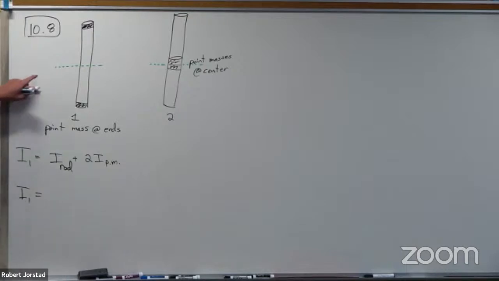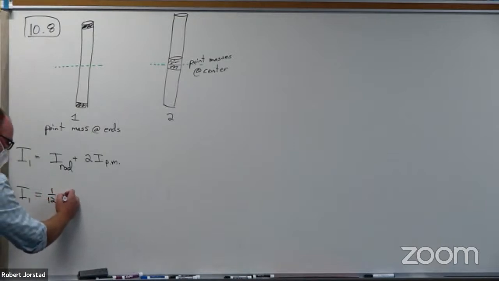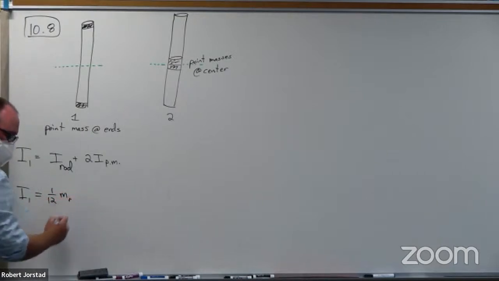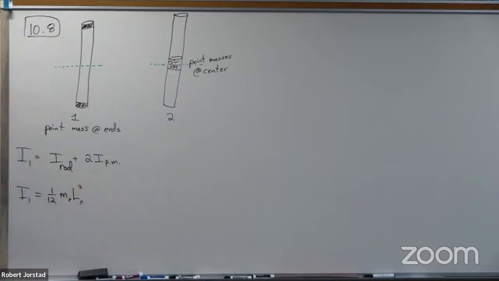Do you think it's 1/3 ml or 1/12? Look at the pictures and which one does it look most like? 1/12. It's at the center. Take a look carefully at those pictures again. The 1/3, the axis is at the end. The 1/12 is at the center. So we're going to say this is 1/12 mass of the rod times length of the rod squared.